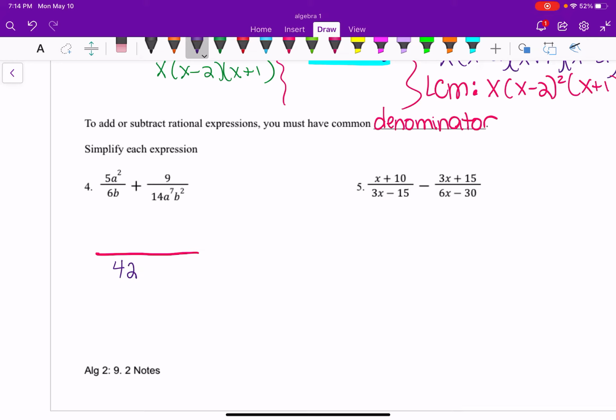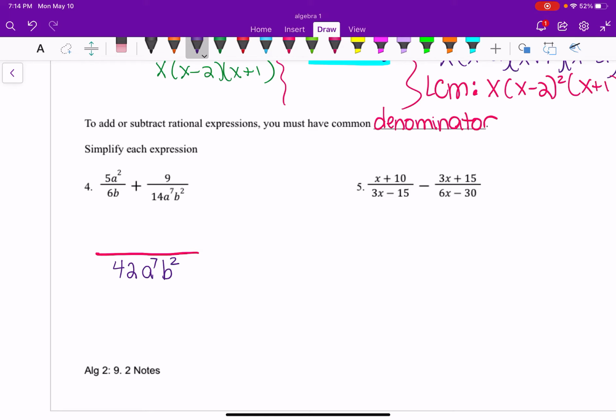Now remember, when we're dealing with variables, we got to take the largest one. So we have a b and a b to the second, so we got to put b to the second. We have no a in the first, and we have an a to the seventh in the other one. So this has to be our common denominator.